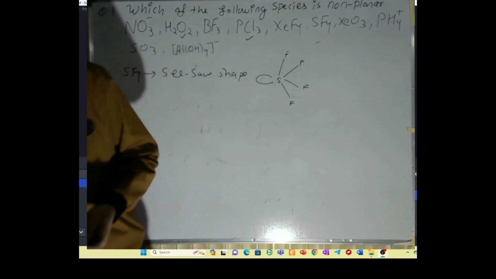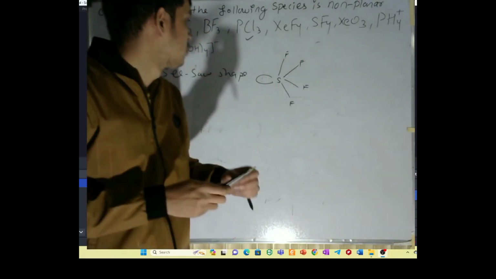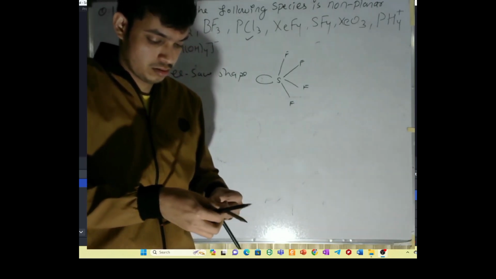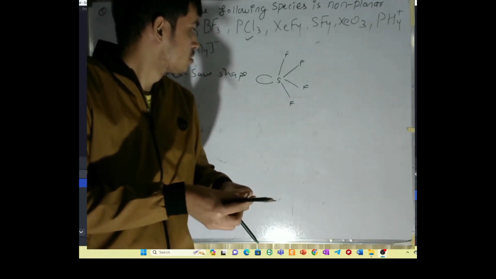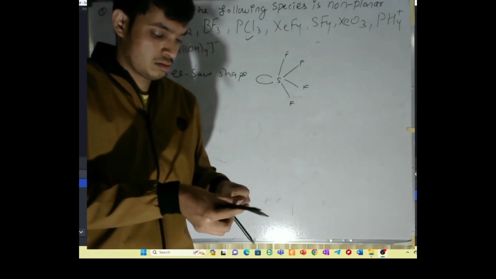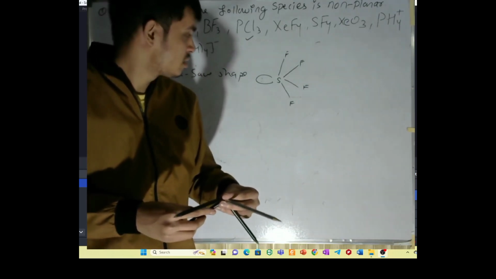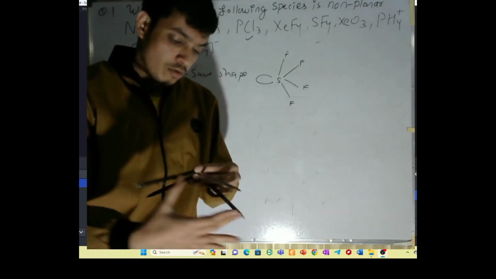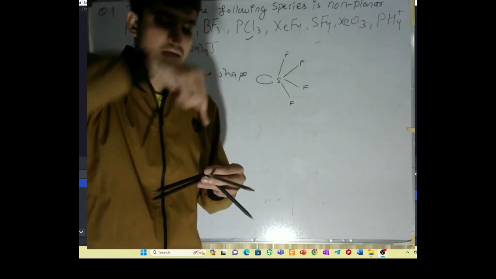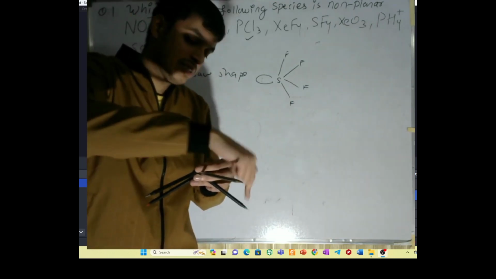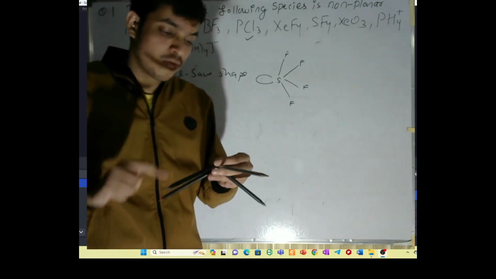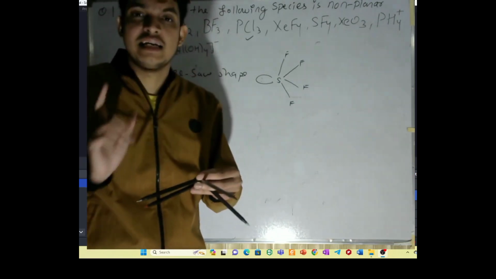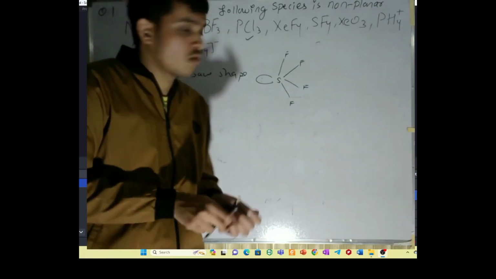Let's see how it is. You can say this is the seesaw structure. Here two fluorine lie towards this side and two fluorine are above, and this is one lone pair. So you can see that at a time only three atoms can lie in one plane, that is fluorine, sulfur, fluorine, or fluorine, sulfur. So this is an example of non-planar structure.